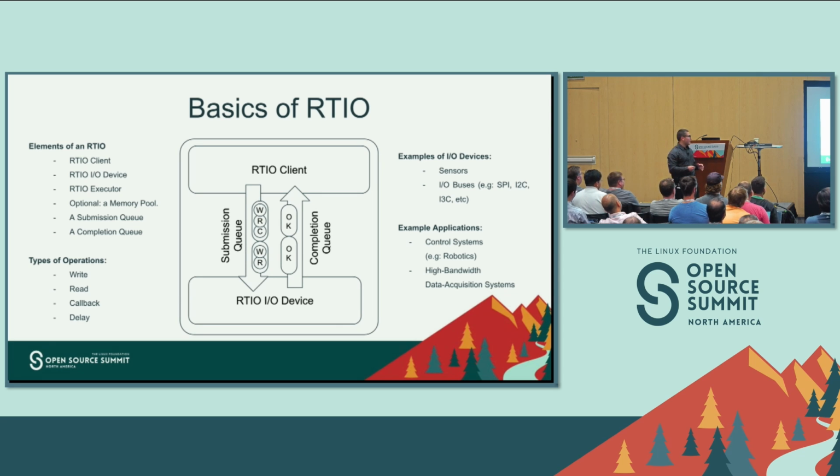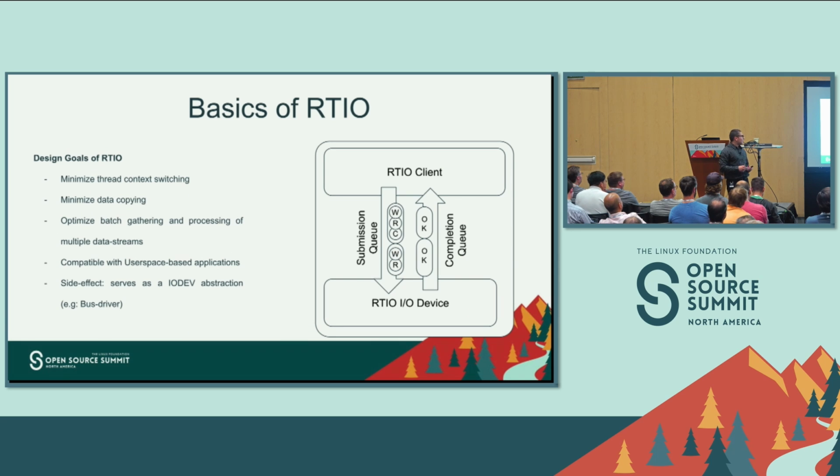Hopefully clear so far. OK. So the design goals of RTIO, when it was conceived, were the following. First, minimize thread context switching, minimize data copying, and optimize batch gathering and processing of multiple data streams, not just one I/O device, but multiple of them. And because of this decoupling, it enables you to work with user space-based applications.